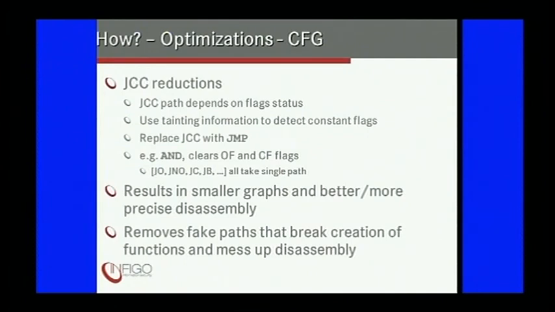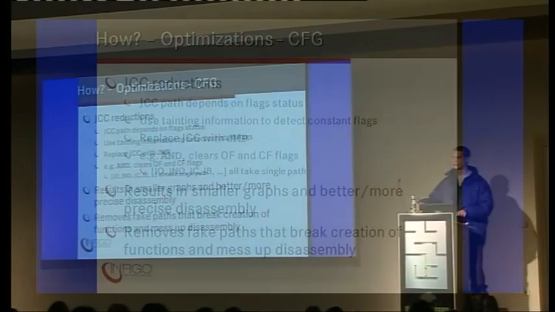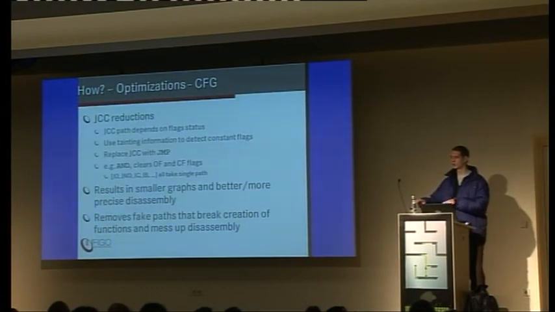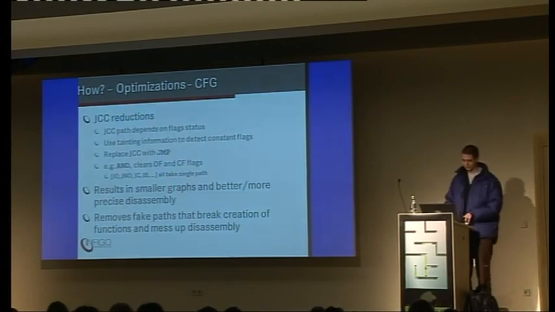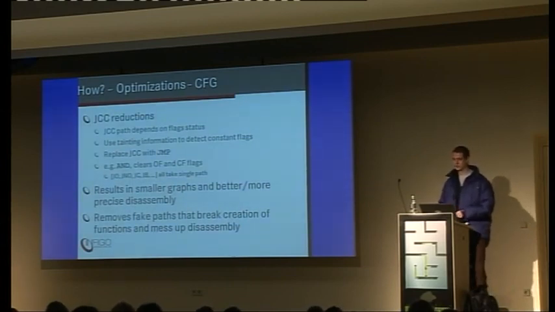This optimization results in a smaller graph and better, more precise disassembly, because if you prune the fake path, you will not encounter some bad disassembly, unknown opcodes, and stuff like that. And also, fake paths can be used to break IDA's function reconstruction algorithm, so you can also use the graph here.